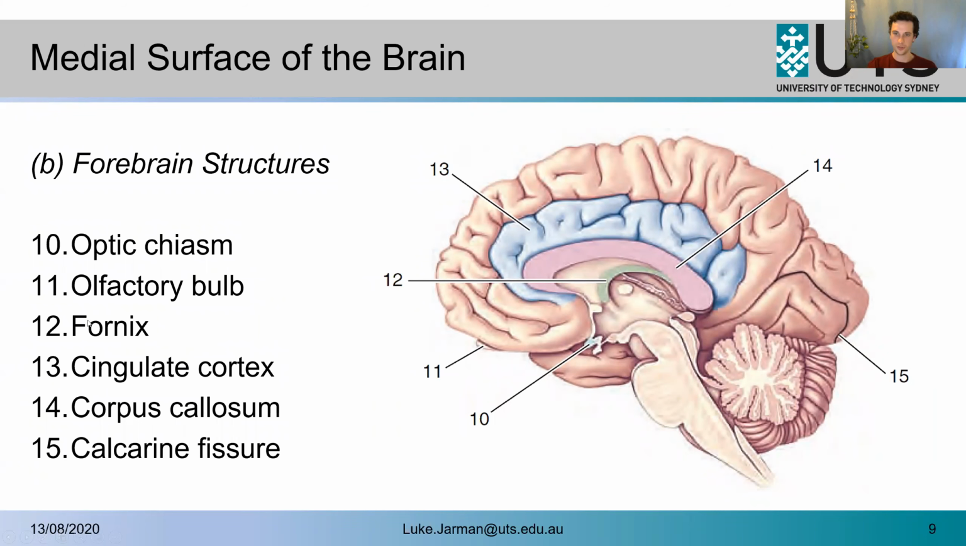What do we get up to? 12 is your fornix, 13 is the cingulate cortex, 14 is your corpus callosum. I think there's a better diagram of this coming up actually. Your corpus callosum is one of the main structures that connects the left and right hemispheres of the brain, and it's important in communicating information between the 2 different hemispheres. And then number 15 is your calcarine fissure.